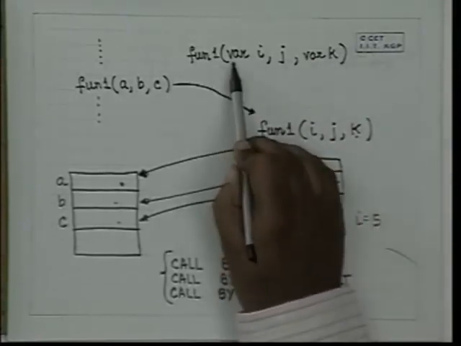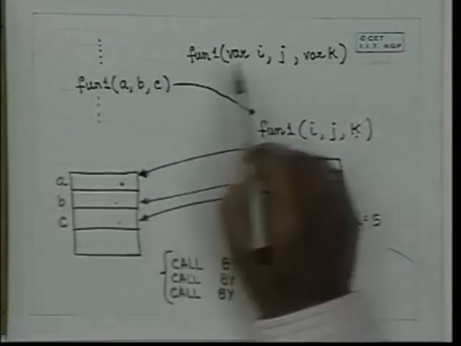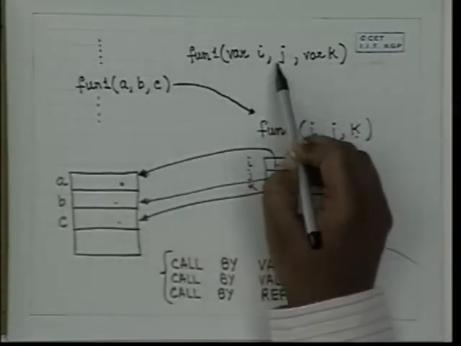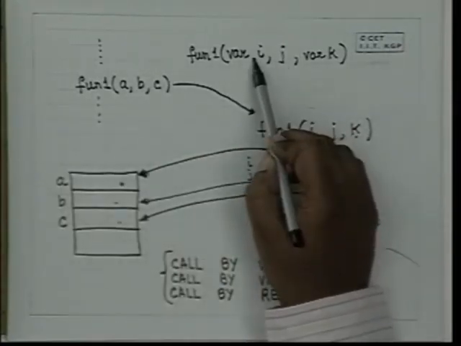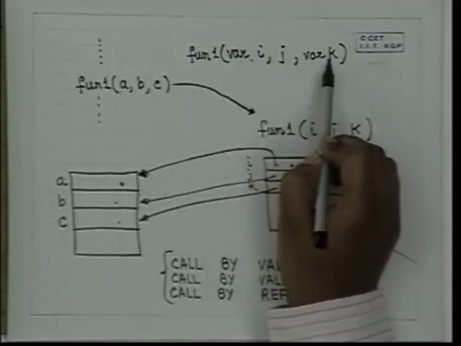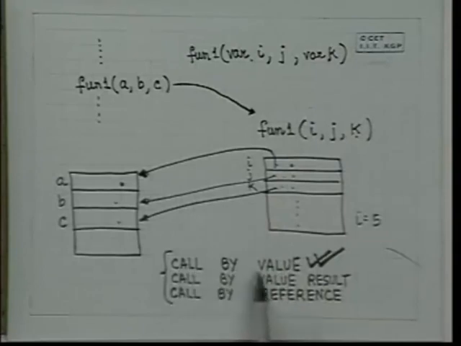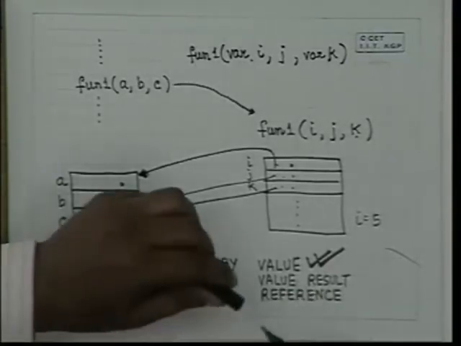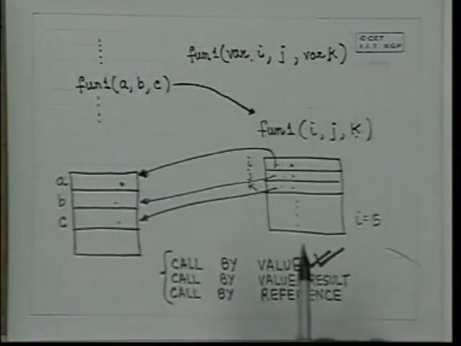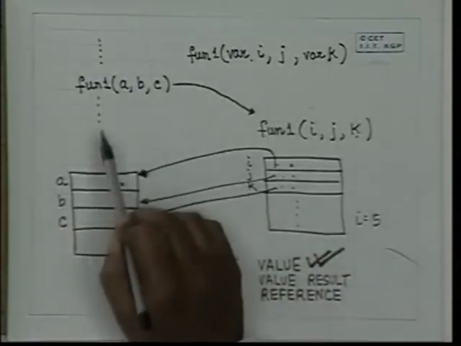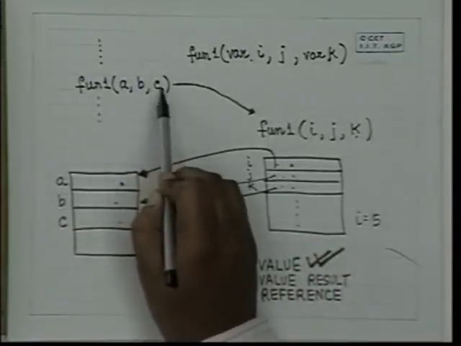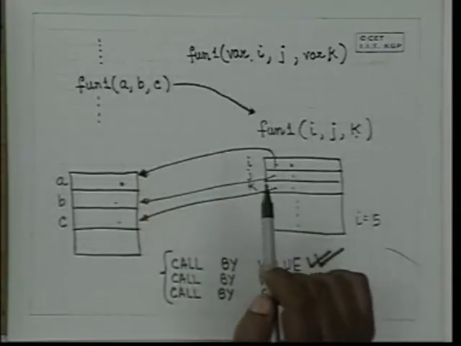So in Pascal, if you had written var I, j and k and done this, then this would not have changed, but this and this would have changed. Whereas in C, everything is uniform, call by value. So we'll have to see next how we make it call by reference. To make it call by reference, what we do is we pass the address location and modify the contents.